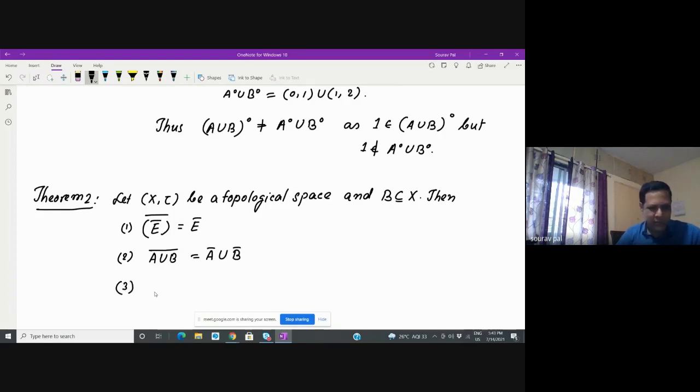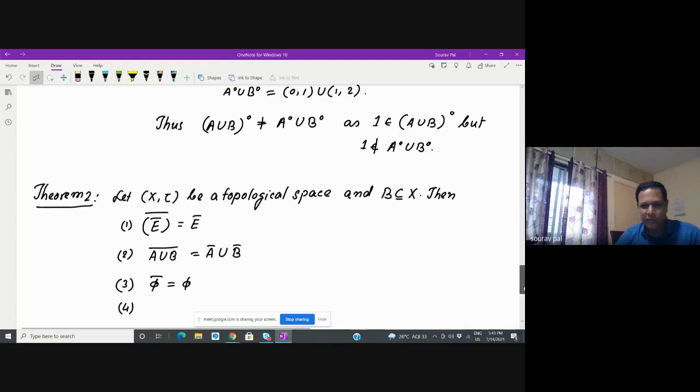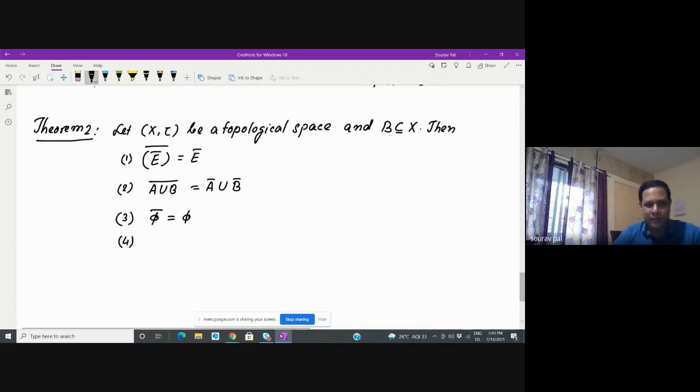What is the closure of phi? The empty set, it is again phi. And number 4: a set is closed if and only if it is equal to its closure. Why have I written E here? I should have written B, sorry. Just a second. I should have written B here.